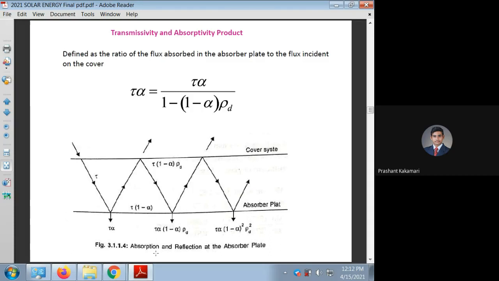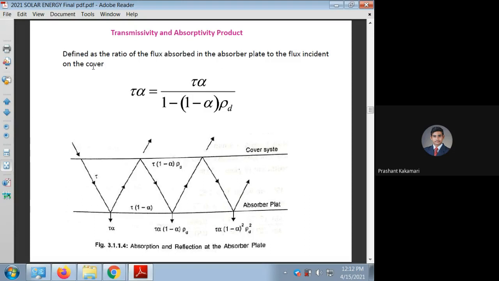Now we'll discuss the absorptivity. Until now we understood how the reflection and refraction phenomena take place in the glass covers. Also we have to see how the absorptivity alpha comes into the system. So here we can define the absorptivity-transmissivity product as the ratio of the flux absorbed, flux in the sense of solar radiation per unit area, in the absorber plate to the flux incident on the cover plate.